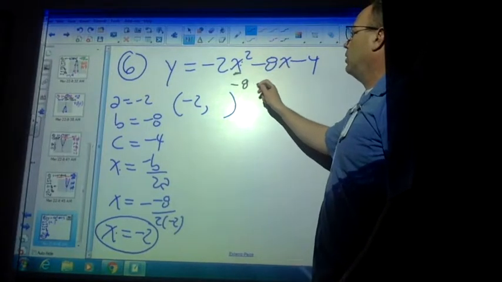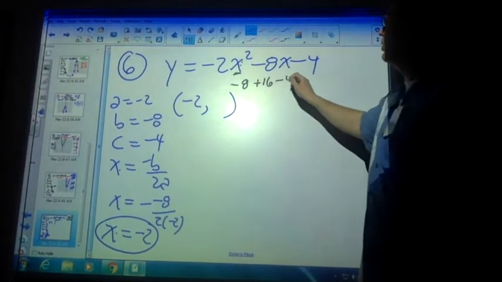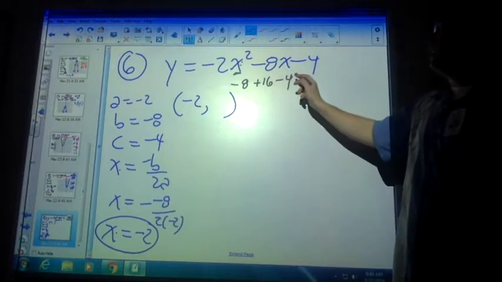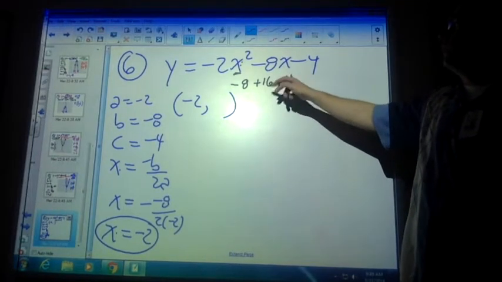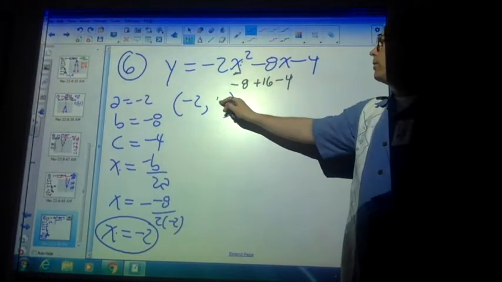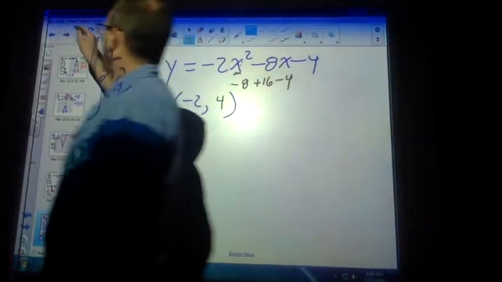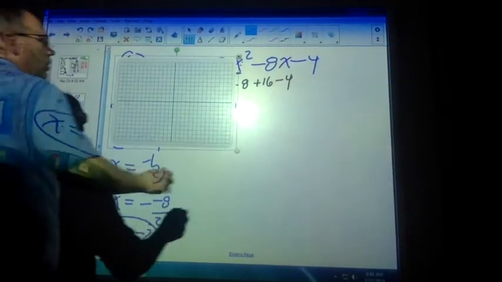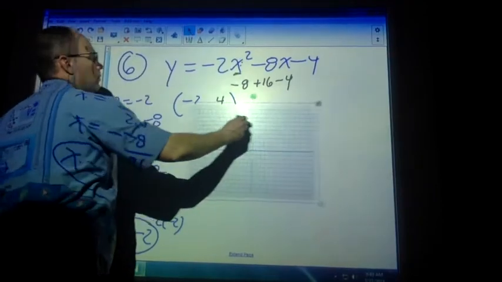Negative 8 times negative 2, positive 16, minus 4. Negative 8 combined with negative 4 is negative 12. 16 minus 12 is 4. I think we got enough information to start graphing this bad boy. What do you think?